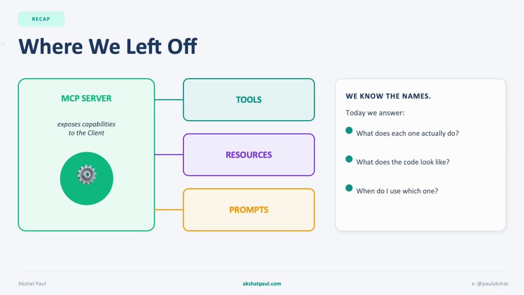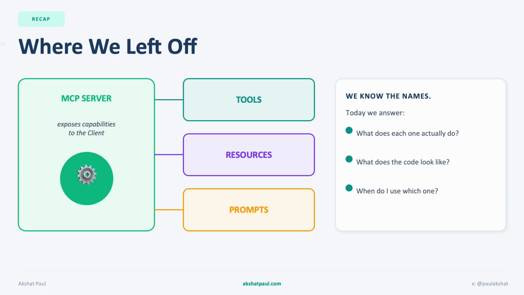Last episode, we established that the MCP server is the third layer in the architecture. It's where capabilities actually live. And we said every server exposes three types of things to the client: tools, resources, and prompts. Look at the diagram. The server in the middle, fanning out into three categories. We know the names now, we know they exist.